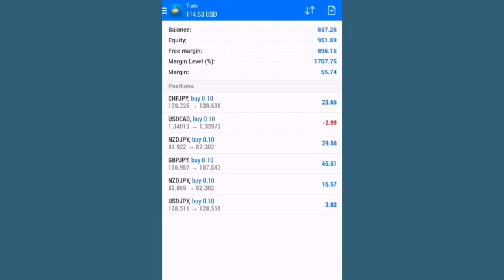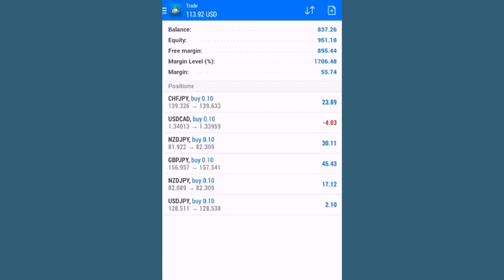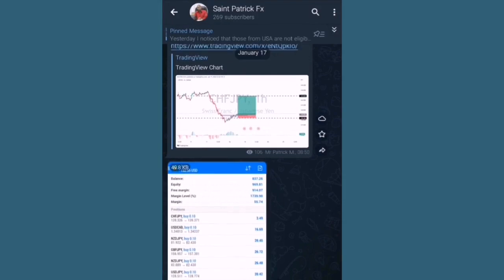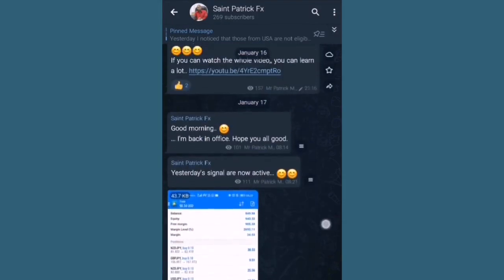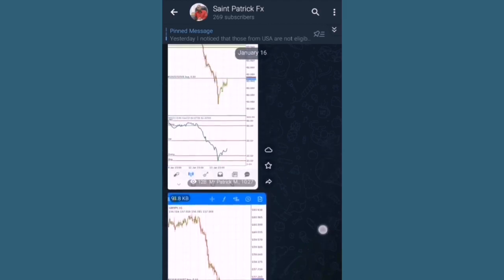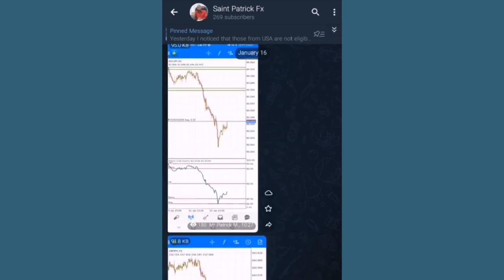Here are the running trades. One has hit stop loss, and this one also hit stop loss. The rest of them are in profit, and only one is still at the entry point. These signals were also sent in my free Telegram. These were the signals. Here was the mobile version of it.